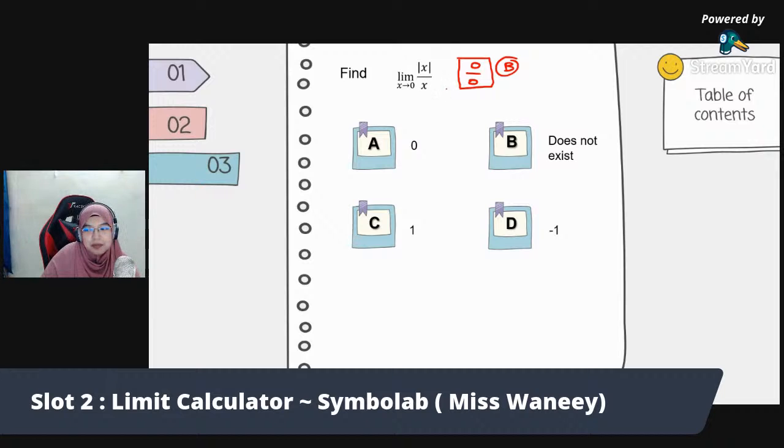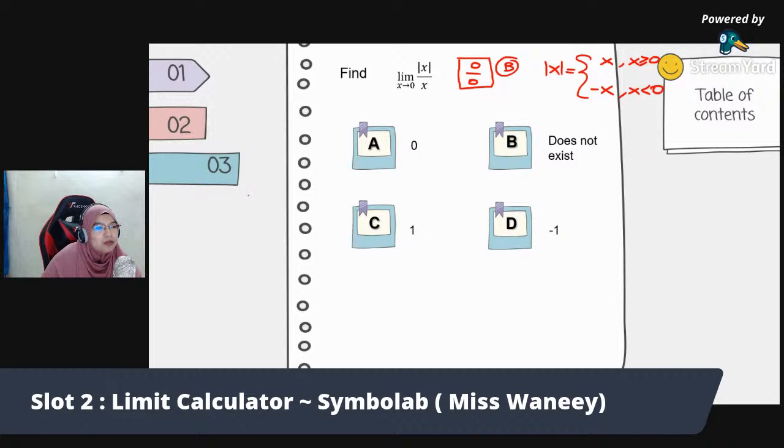So, I should open the absolute value first. So, absolute value of x, we can have two things. The first one is positive x. Another one is negative x. So positive x, this is for x greater than or equal to 0. Negative x is for x less than 0.